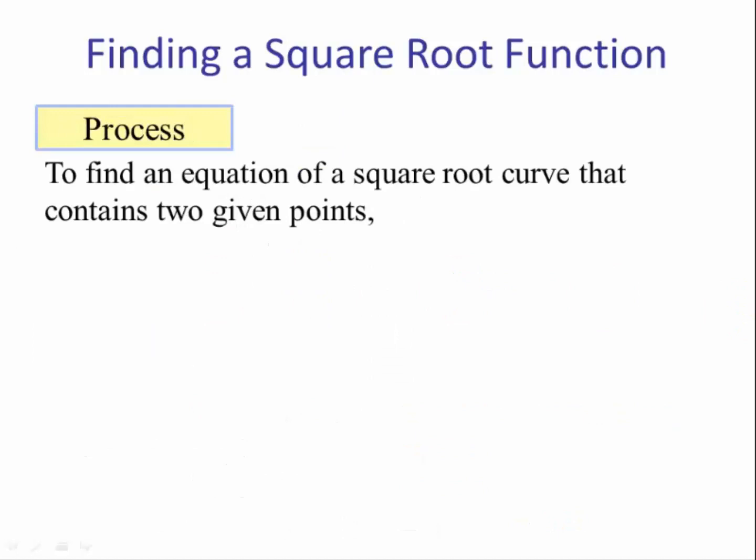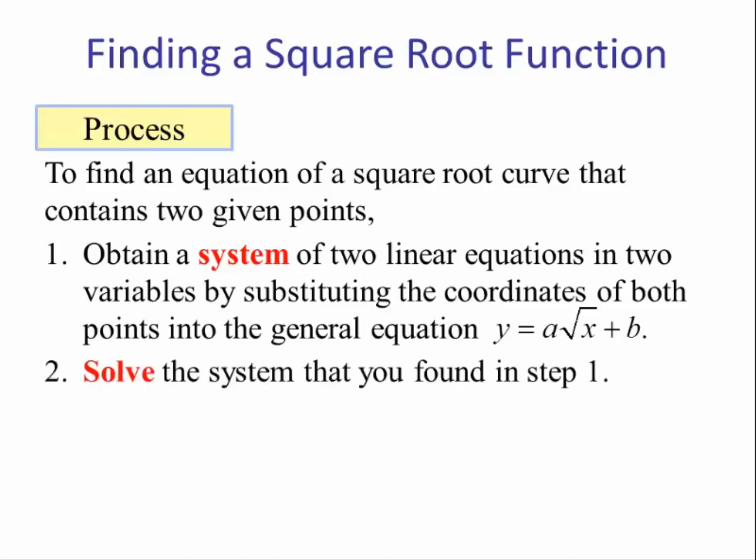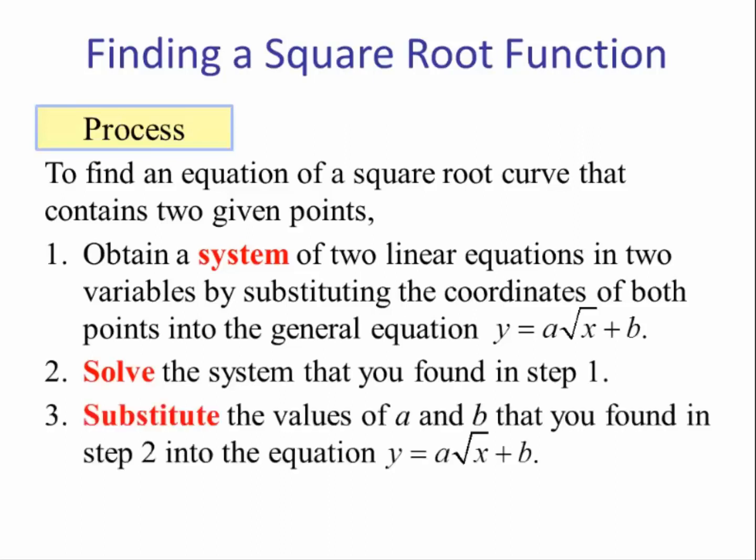Process. To find an equation of a square root curve that contains two given points. Number 1, we obtain a system of two linear equations and two variables by substituting the coordinates of both points into the general equation y equals a times the square root of x plus b. Number 2, we solve that system we found in step 1. Number 3, we substitute the values of a and b that we found in step 2 into the equation y equals a times square root of x plus b.